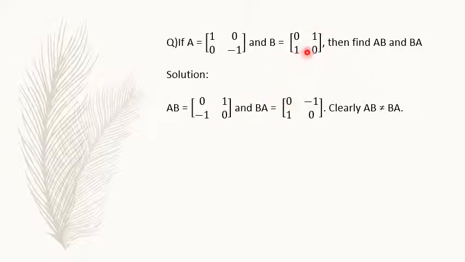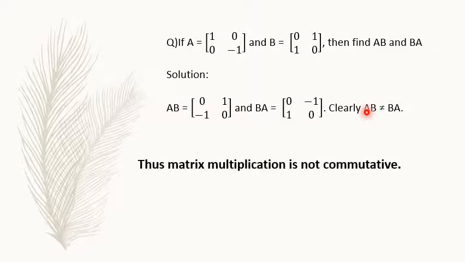Now, to find BA, the number of columns of B is equal to the number of rows of A. So we can find BA. First row, first column, first row, second column. So we get this. Now, for second row, first column, we get this. Second row, second column, we get this last element. Here, check whether AB and BA are the same. No. Here also, AB is not equal to BA. So matrix multiplication is not commutative.